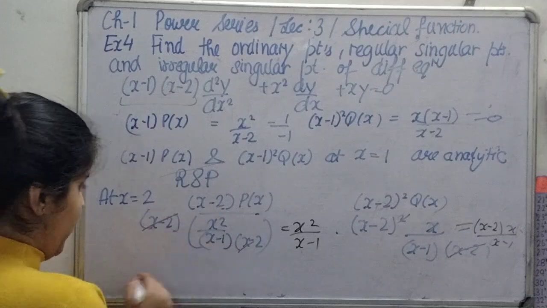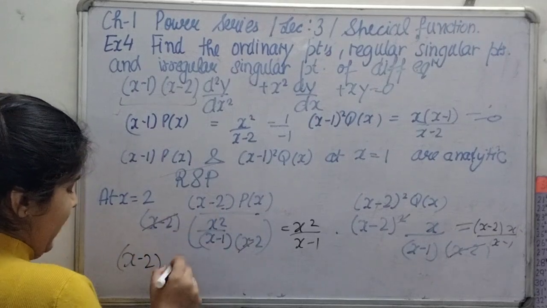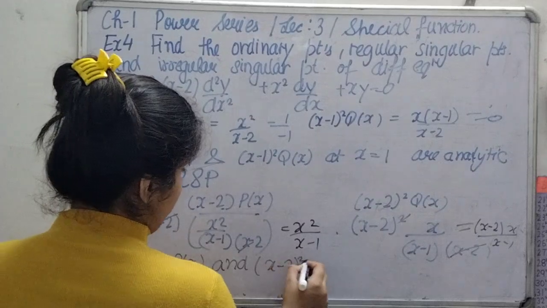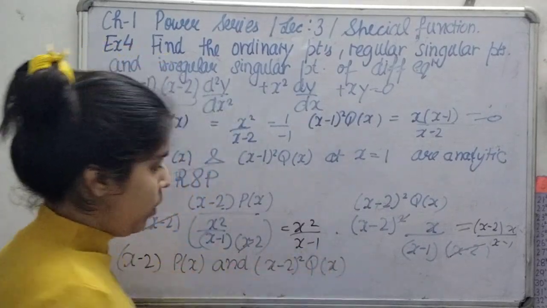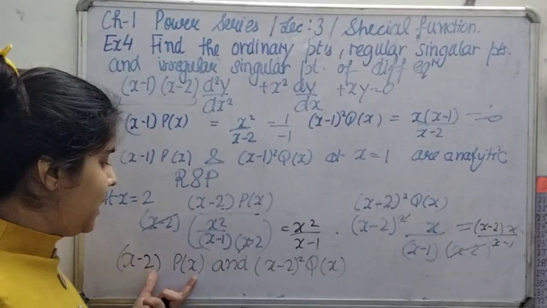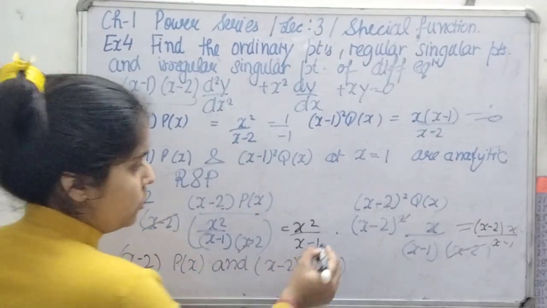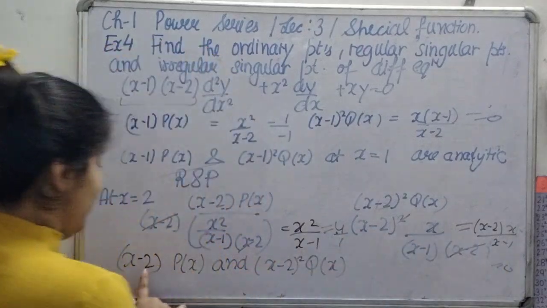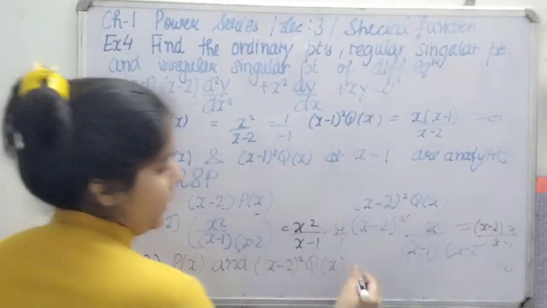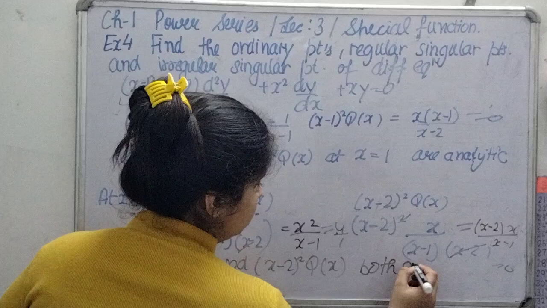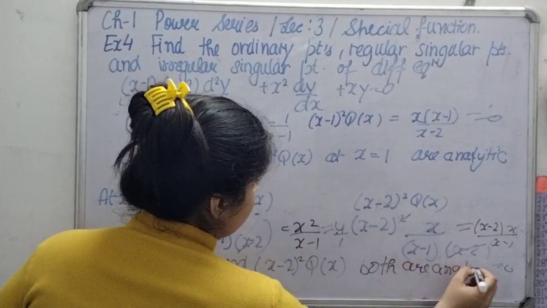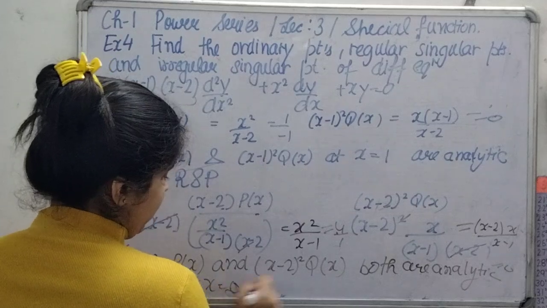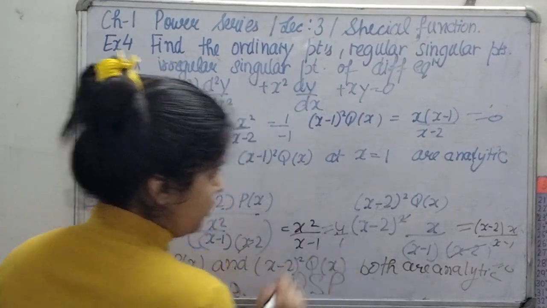Now let us check at x is equal to 2. x minus 2 into px and x minus 2 square into qx. These are defined or not. So x minus 2 px and this. So at x is equal to 2 check करते हैं, it comes 4 upon 1 and यहाँ पे हमारे पास वैल्यू आ रही है 0. Means x minus 2 px and x minus 2 square qx both are analytic at x is equal to 2. So here we have again the regular singular point.